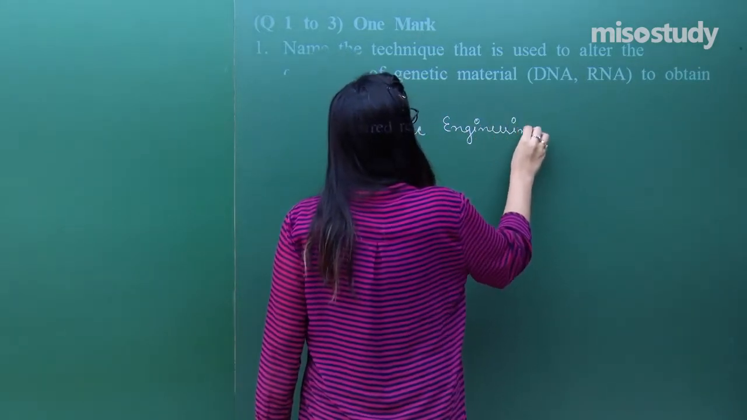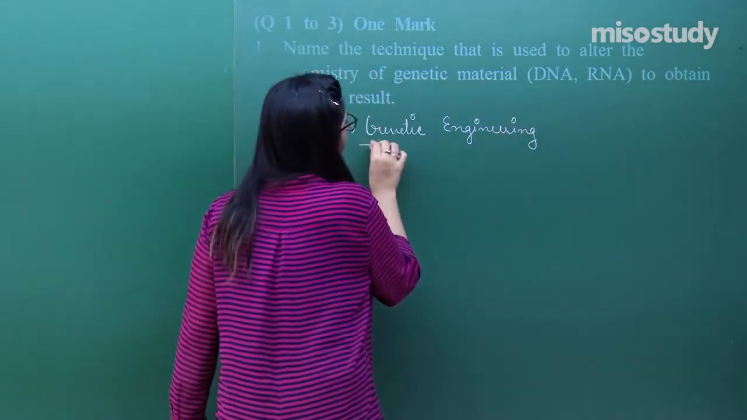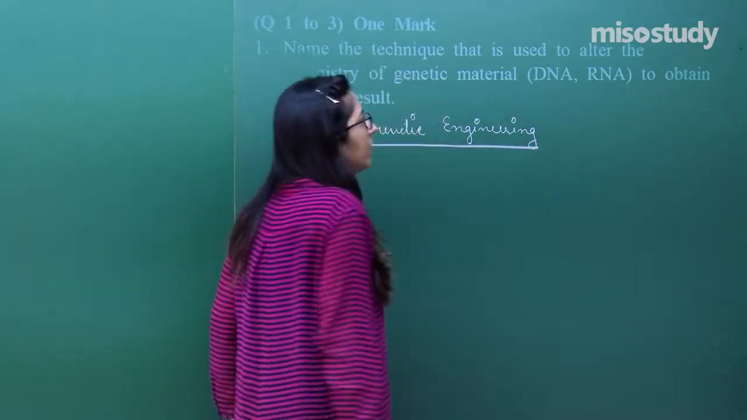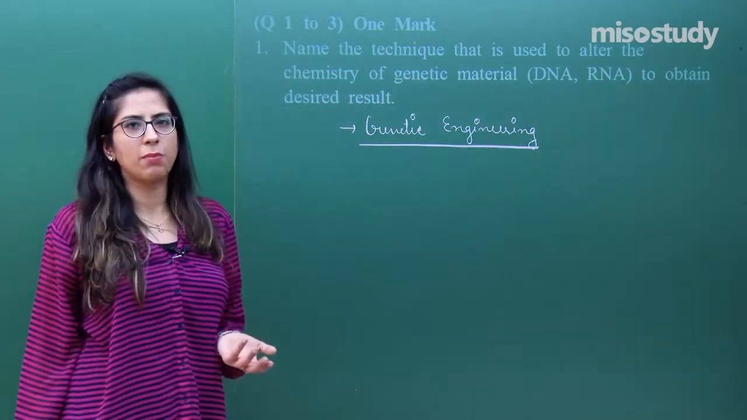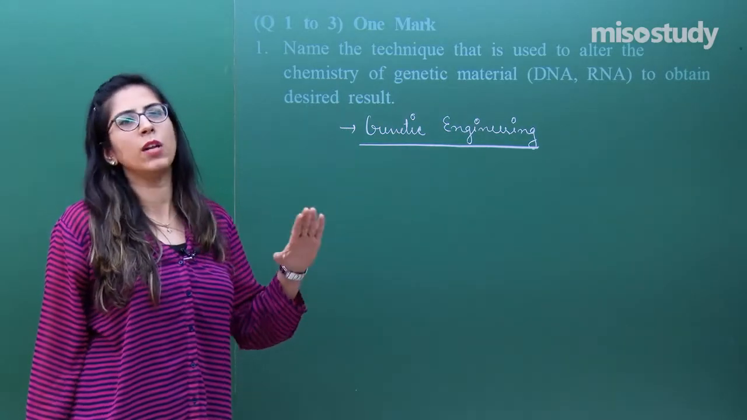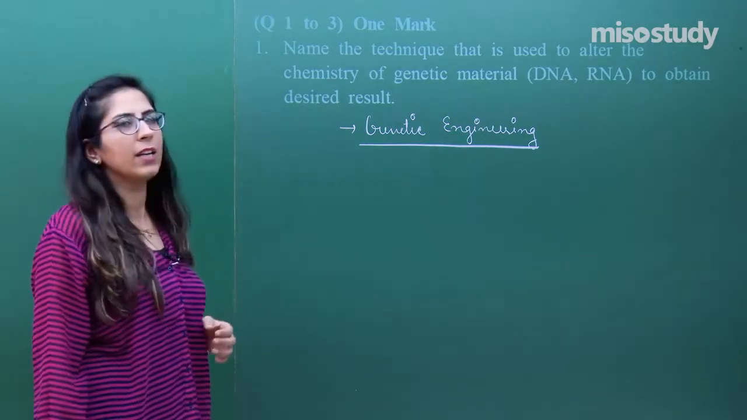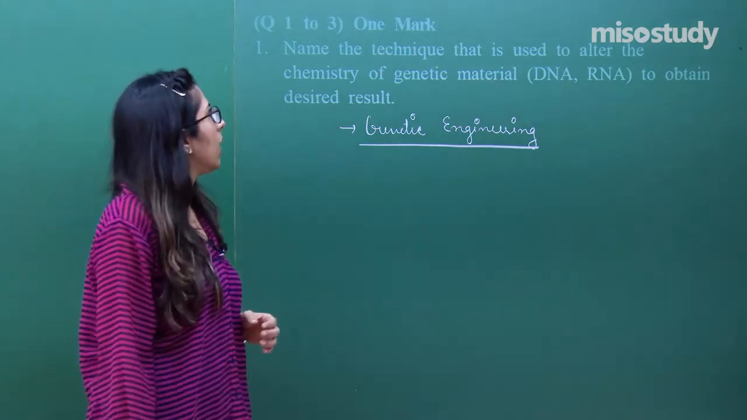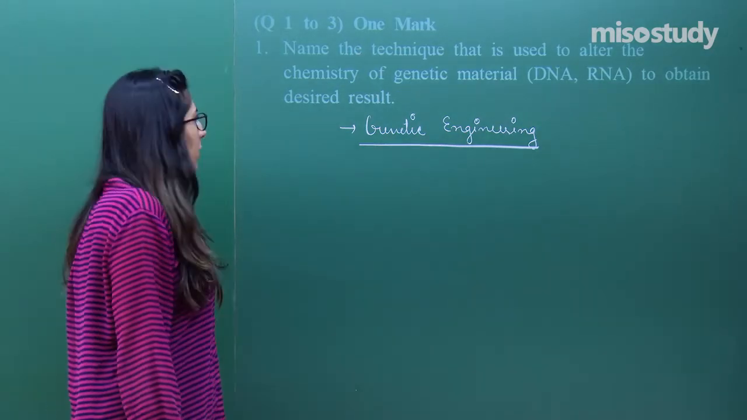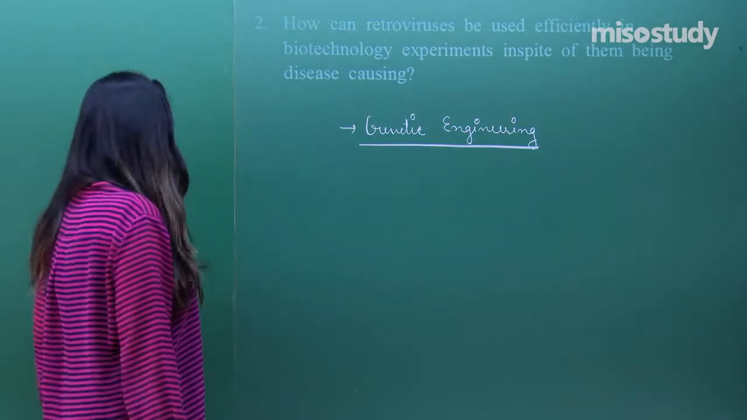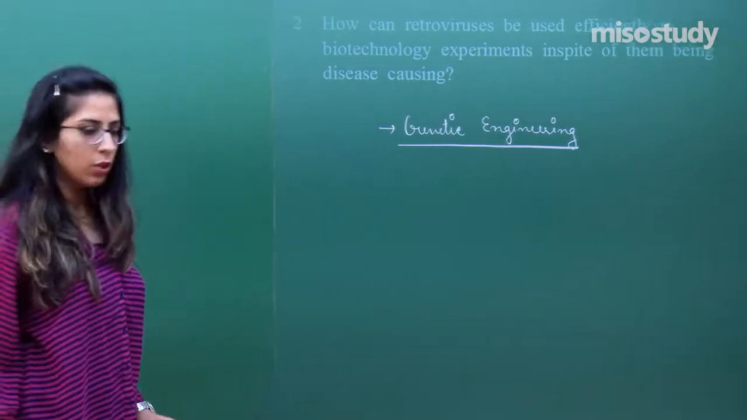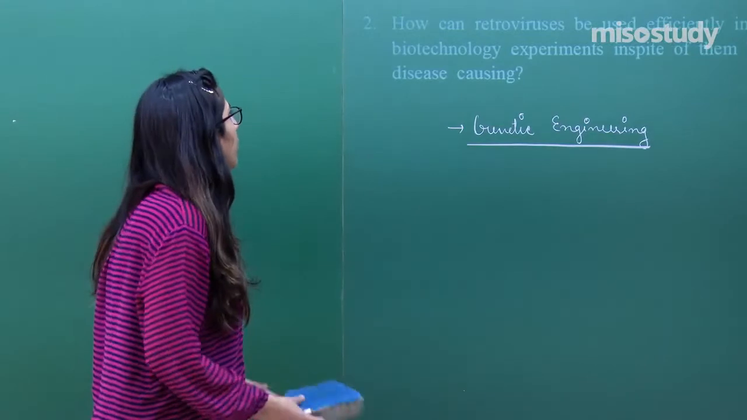In genetic engineering, manipulation of various genes is done. Sometimes there is an addition of a gene, sometimes there is a removal of a gene. This is called genetic engineering, right? So the first question, the correct answer is genetic engineering. Let's move forward to question number 2.